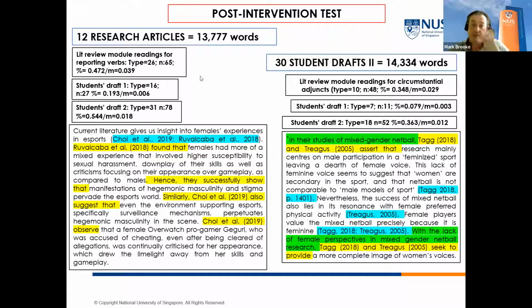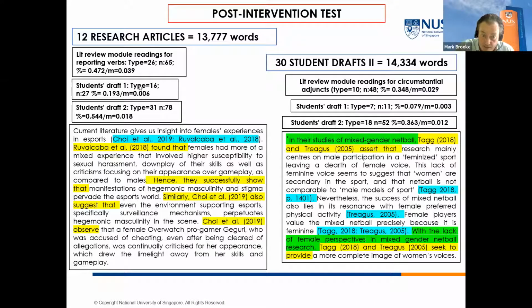So this is how it looks qualitatively in a text from a student who was overusing the information-fronted citations. Now I've put those in blue, so they're still quite common, but you can see much more variety. And what I've done here on the left side is I've summarized the changes. First of all, what the published readings had: 26 types of reporting verbs occurring 65 times, and I've given the mean there, 0.039 per paper.